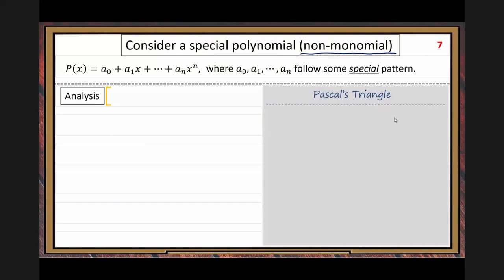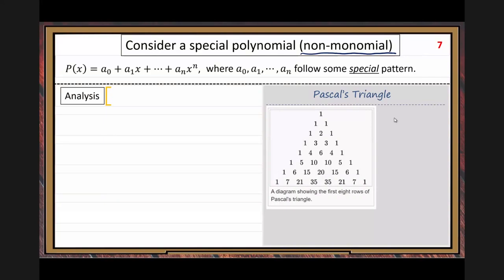First, I want to introduce the Pascal's triangle concept. Look at this triangle. These numbers, we get them by a special way of multiplications, and you will see they are very special. Let me explain how to get these numbers. We use the binomial formula.